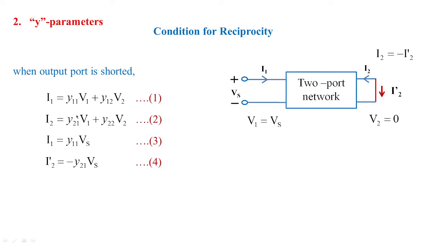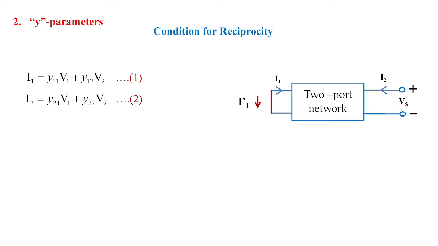And similarly you have I2 is equal to minus I2 dash. So I2 dash is equal to minus of I2, it will go to the right hand side of this equation 2. It becomes minus Y21 Vs, and this we're treating as equation 4. And the ratio of output current to input voltage is obtained to be minus Y21. This we are treating as equation 5. Please make note of this equation.